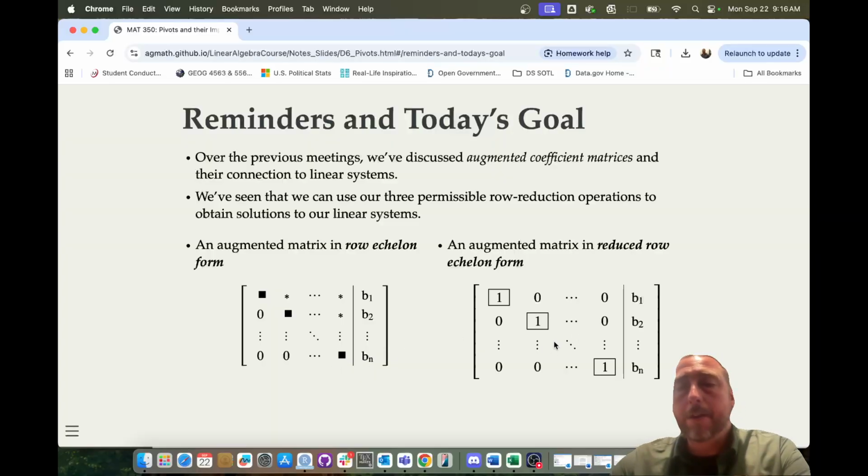If you move to reduced row echelon form, then you can read those solutions directly off of this matrix. So this is a more convenient form. It's a little bit more work to get there, though.